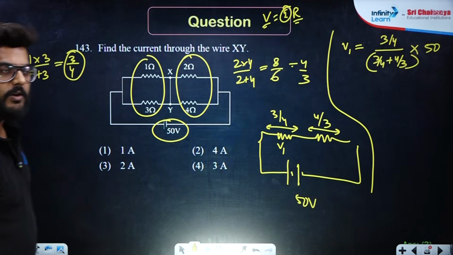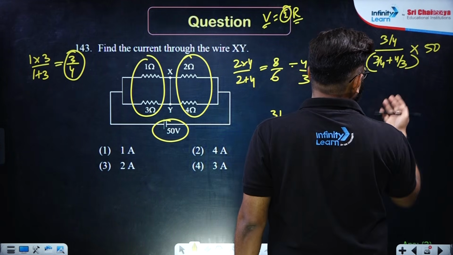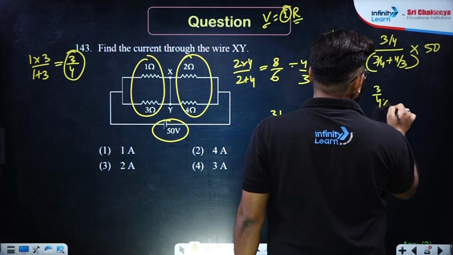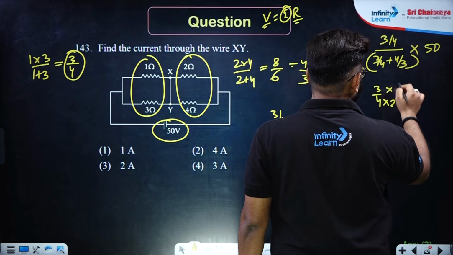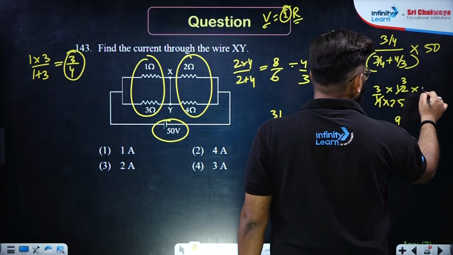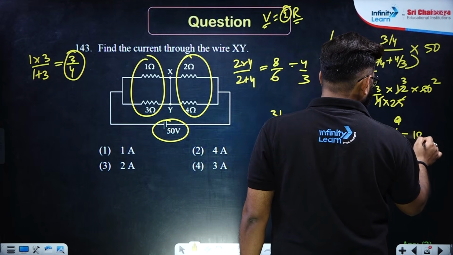Correct? So you will get the value of V1. How much is the value? You can solve this also. 9 plus 16 is 25. So 3 by 4 into 25, and this will be 12. This will go by 3. So it is 9, and 25 will go by 50 as 2. So 9 2s are 18. V1 is turning out to be 18 volt.